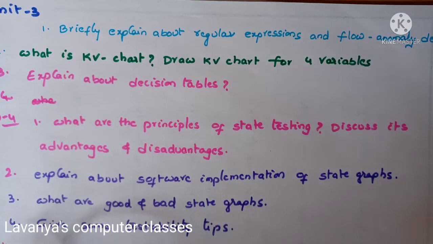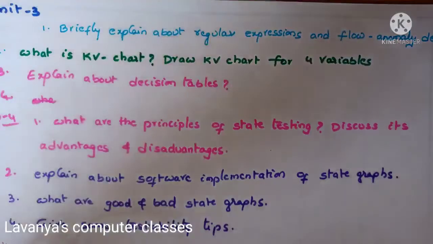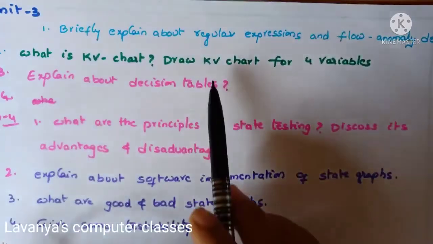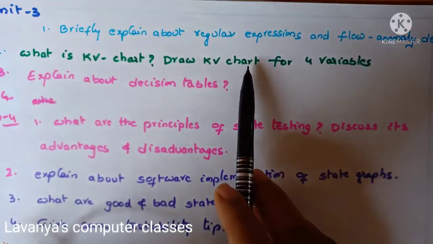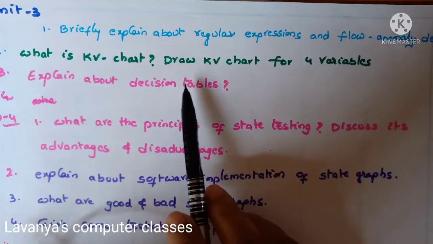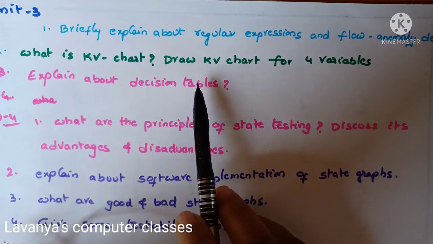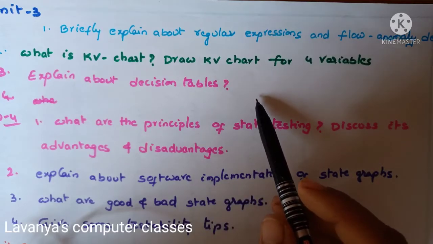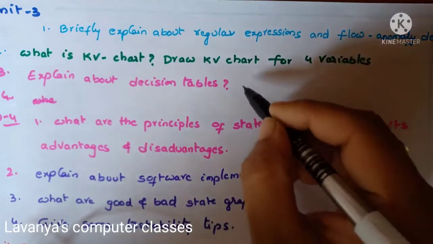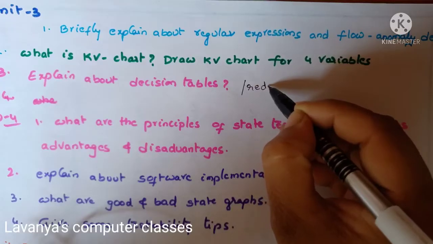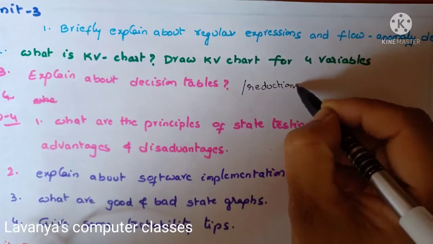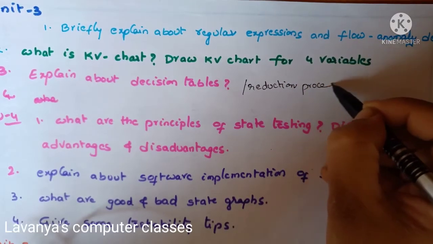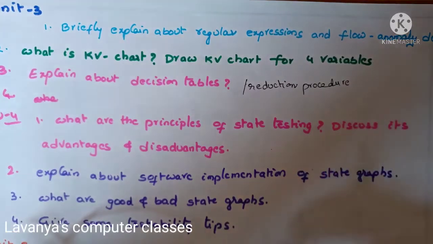Next important question is what is KV chart, and draw KV chart for 4 variables. In this we are getting some numerical problems also. Check the numerical problems once. Next one is explain about decision tables. Decision tables and path expressions, reduction procedure applications. Those are also important questions. Check reduction procedure applications once. So these are the important questions in unit 3.